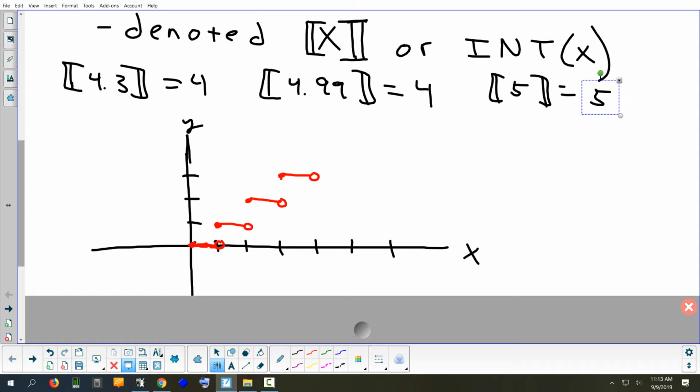Cool. If you plug in an answer between 0 and 0.99999, you get 0. And then all of a sudden when you get to 1, it jumps up to 1. And any answer between 1 and 1.9999 is 1. And then when you get to 2, it jumps up to 2.